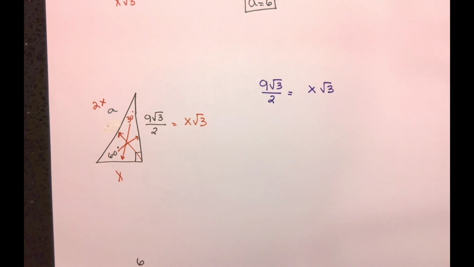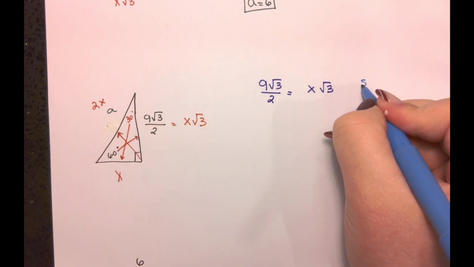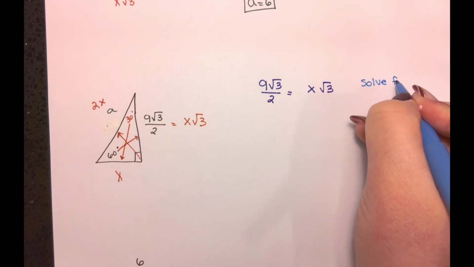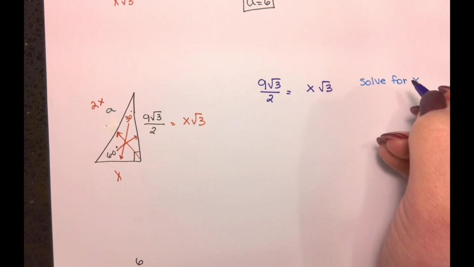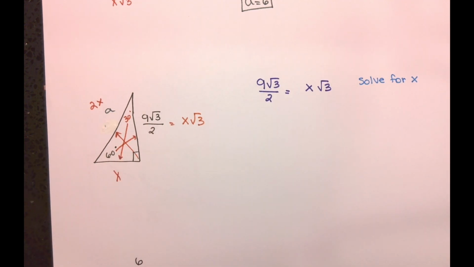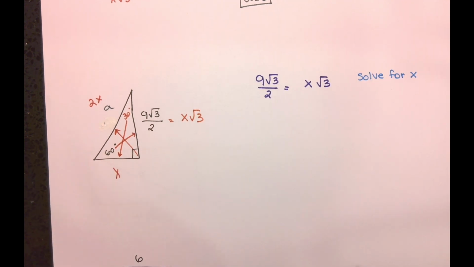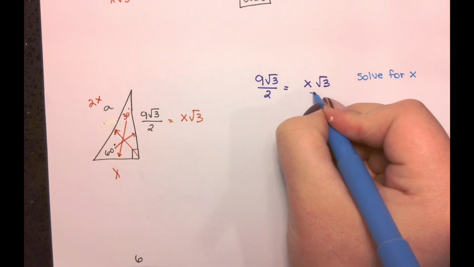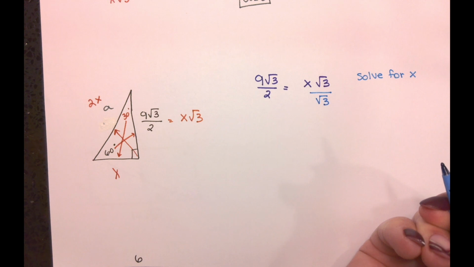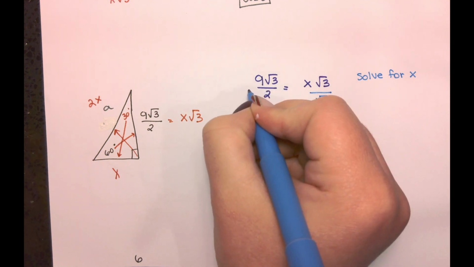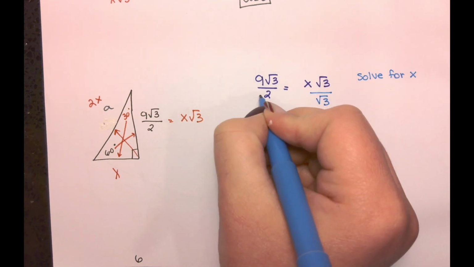And now we need to solve for X. Don't let this scare you. You're going to be okay. Promise. Okay. Whenever you're solving for X here, you're going to divide by the radical. When you're dividing by radical, it goes into the denominator.